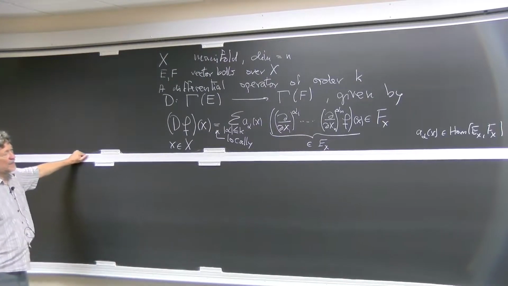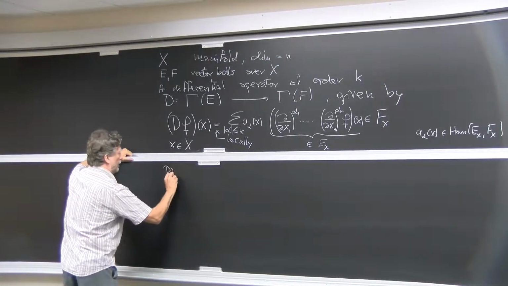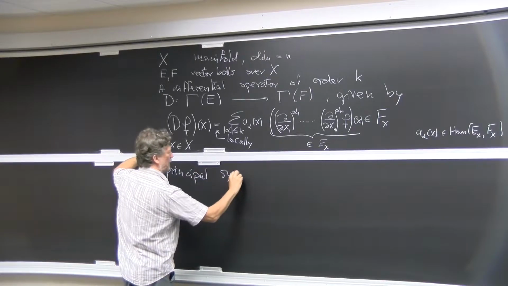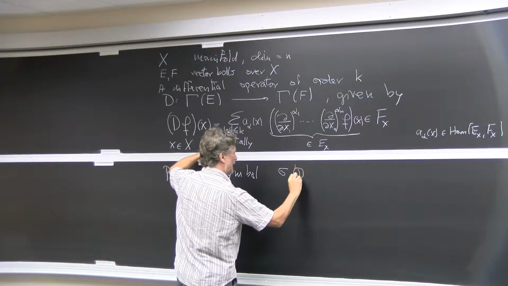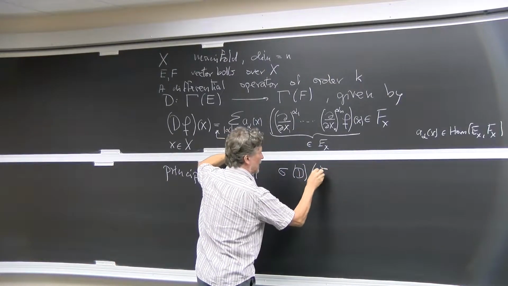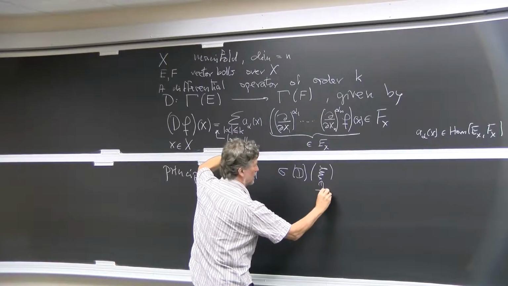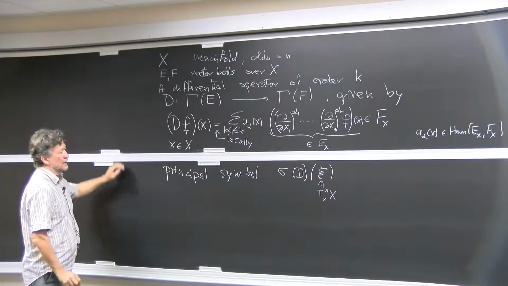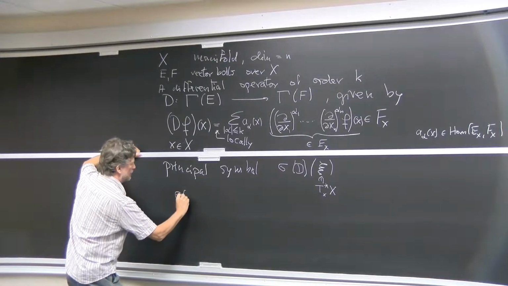So now I want to define what the symbol or the principal symbol of this thing is. The principal symbol of this operator, I denote sigma of D. So what kind of object is that? Well, this is something that I can evaluate on an element xi, which is any cotangent vector at some point in X, say at the point x. And how is that defined? Let me write that here.